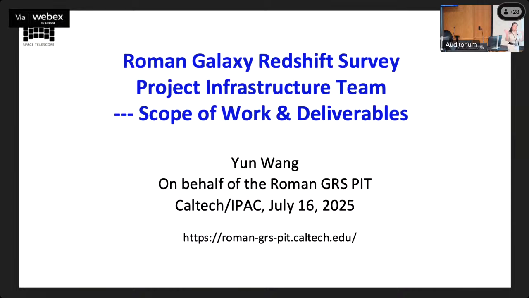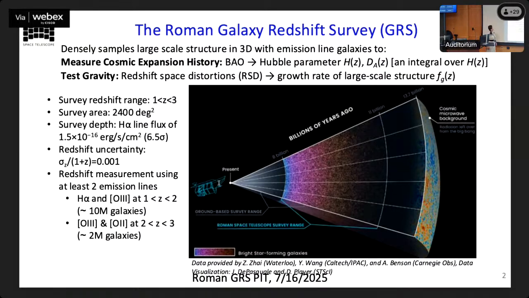Okay, hi. Hello again. I'm Yun Wang. I'm presenting the scope of work and deliverables on behalf of the Roman Galaxy Redshift Survey Project Infrastructure Team. I'm doing it as a PI this time because it's really our first presentation to this community of Roman science. We did an AAS one, but maybe because of the higher registration fee, there were a lot fewer people there. So we hope to reach a greater community here.